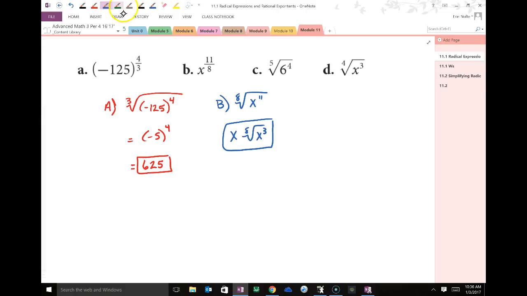Ready for C? C says the 5th root of 6 to the 4th power. There are two ways we can go about doing this. We can figure out what 6 to the 4th power is, and then do the 5th root of that. Anybody know what 6 to the 4th power is off the top of their head? I don't know either. It's 1,296. Does there happen to be a 5th root of that number? It's not going to be a perfect 5th root. So, if we're in radical form, we're going to convert it to exponential. What's the exponential form of this?